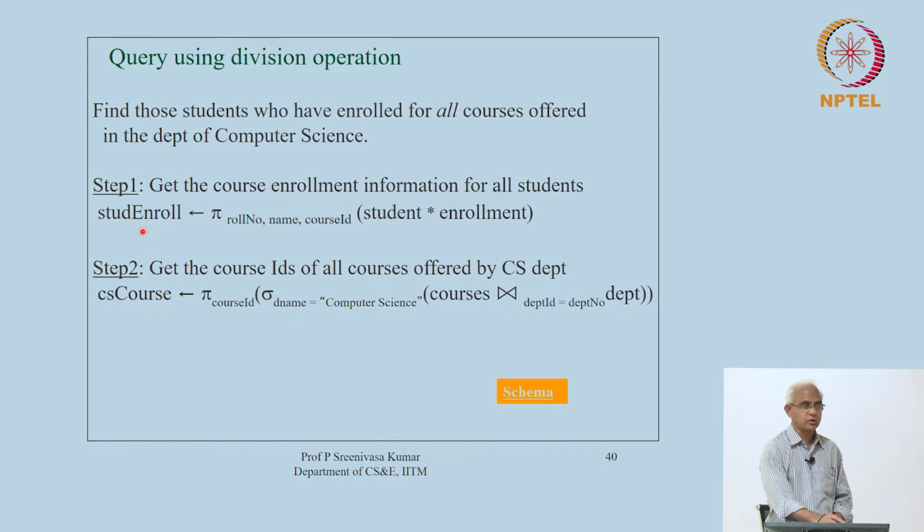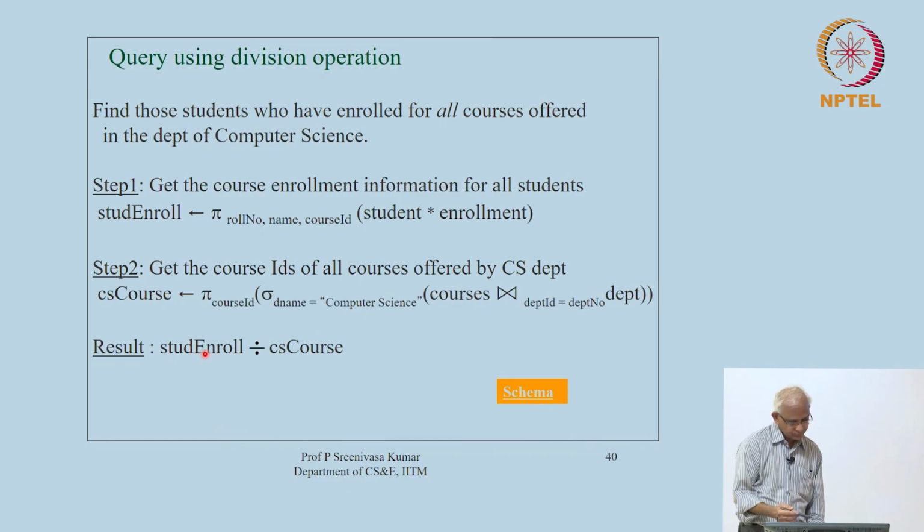Now, all that we have to do is to simply divide the student enroll relation instance by the CS courses to get the desired result. So, the result is student enroll divided by CS course. So, this will give me the set of all.